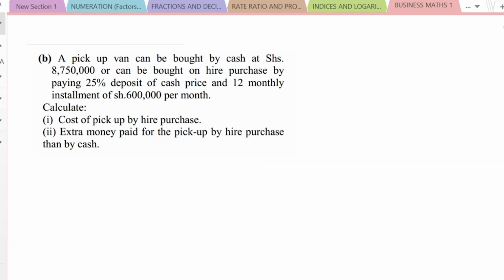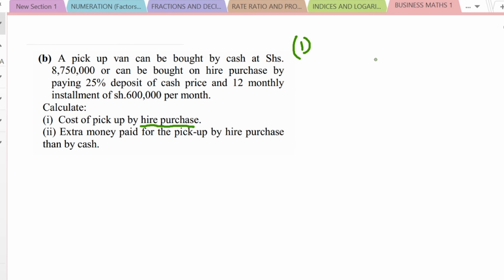A pickup van can be bought by 8,750,000 or can be bought on hire purchase by paying 25% deposit of cash price and 12 monthly installments of 600,000 per month. Calculate the cost of the pickup by hire purchase. So let's calculate the cost of the pickup by hire purchase. That's Roman 1 of the question. So let's look at the terms of the hire purchase.